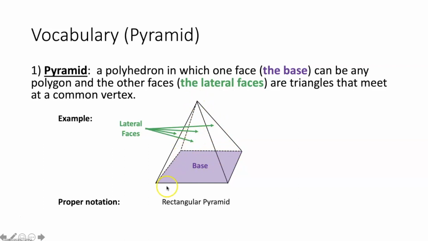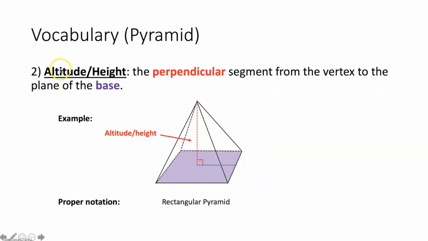Now, because our base is a rectangle, we can name this pyramid a rectangular pyramid, because a pyramid is named because of its base. Next, we're going to talk about the altitude and height in a pyramid. That would be the perpendicular segment from the vertex to the plane of the base. In our example down here, you see we have the altitude or the height that goes from the vertex at the top of your pyramid and is perpendicular to our base down here. Now, the altitude is the segment itself, whereas the height is the length of that segment.